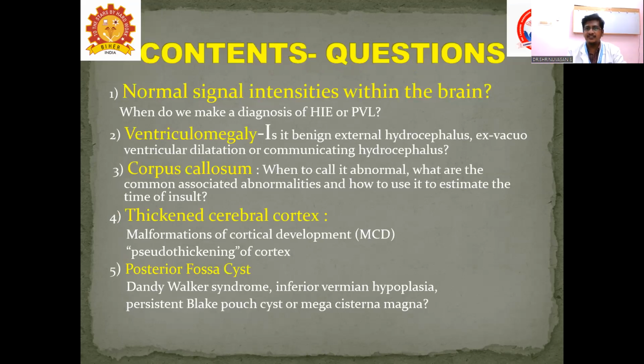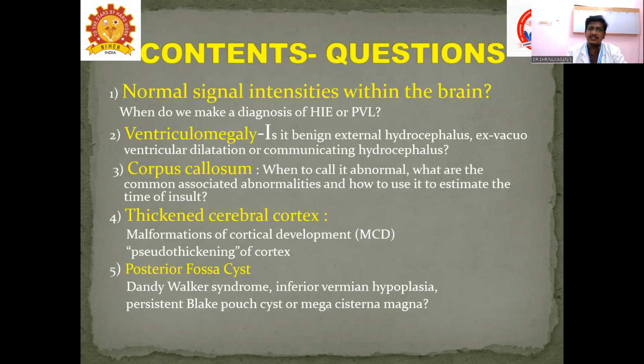So what are the contents in this class? Let us convert these contents into the basic questions, into 5. So first, let us think about the brain parenchyma. What are the normal signal intensities within the brain parenchyma? How to diagnose? Suppose you are able to identify which is normal and abnormal, then you can easily make the diagnosis of HIE or PVL.